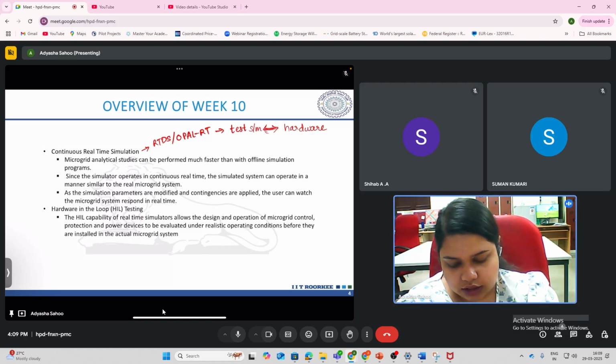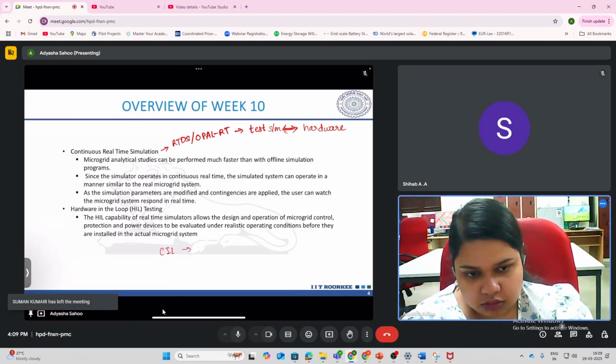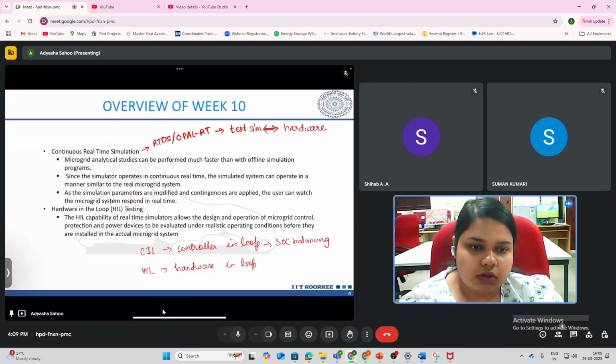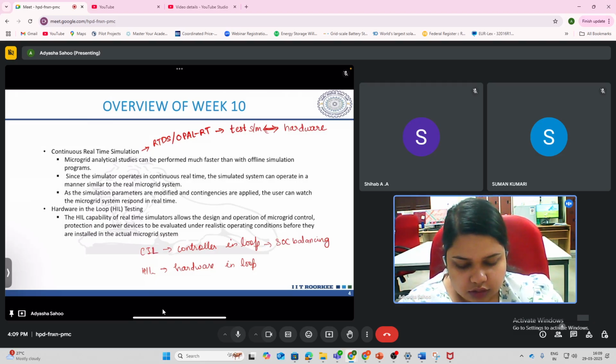There we had seen that it can either be CIL, which is controller in loop, or the other one was HIL, that was hardware in loop. The controller in loop demonstration we had seen for the SOC balancing circuit in the previous week. There we had the controller which was coded in the DSP software, and since the controller was coded in the DSP, it was called the controller in loop.